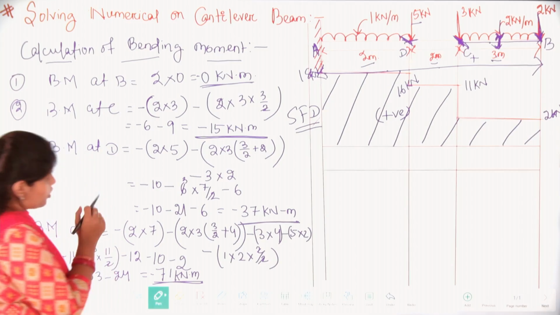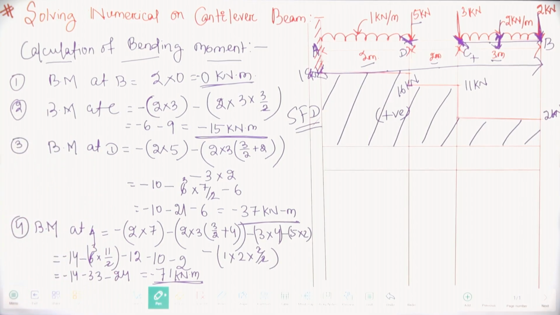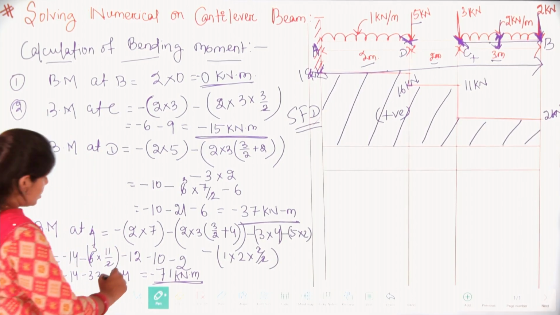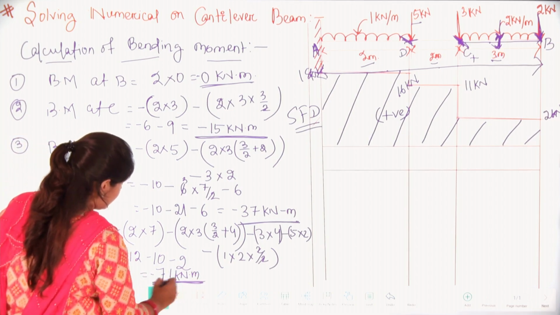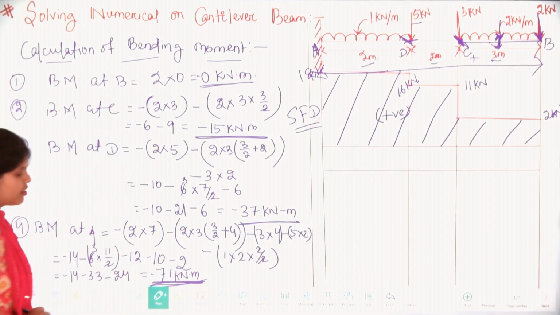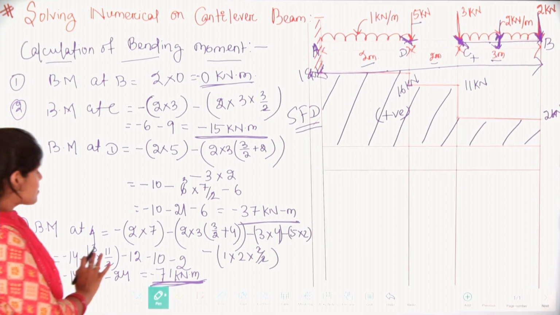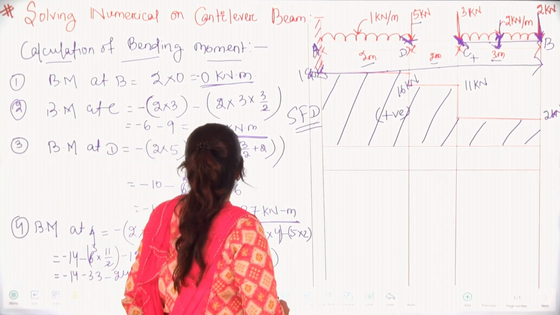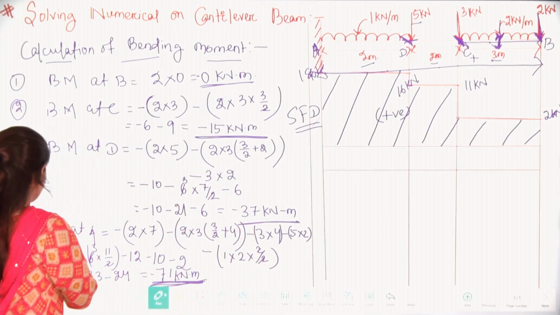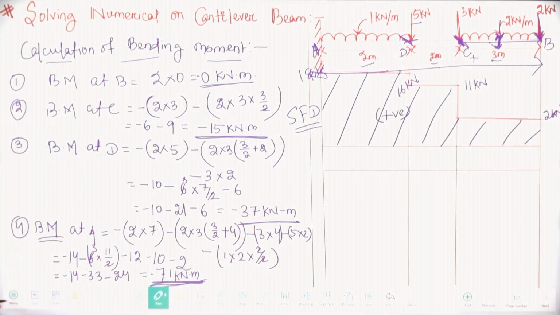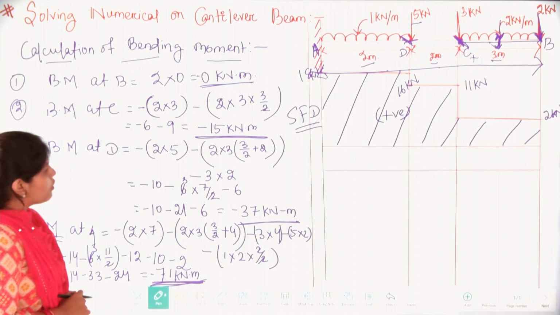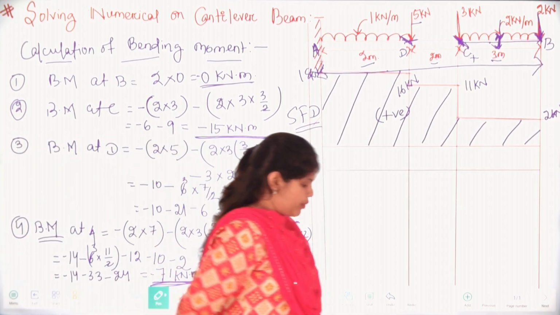Okay, the process is correct. For the correct answer, you need to calculate again and recheck it, but I know my answer is correct here. So we have the values of bending moment at A, B, C, D. And now our work is to draw the bending moment diagram.